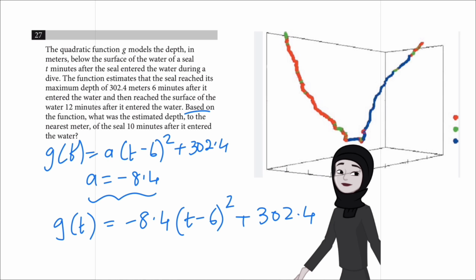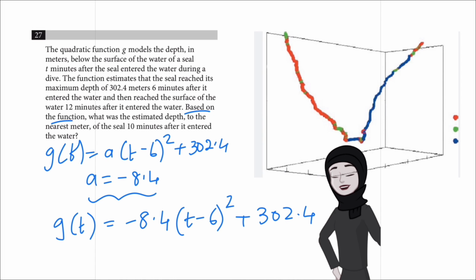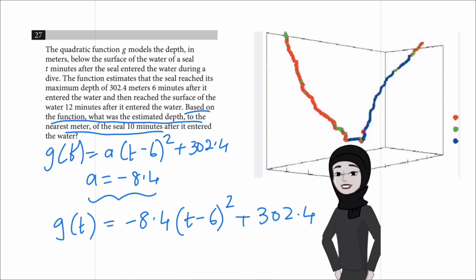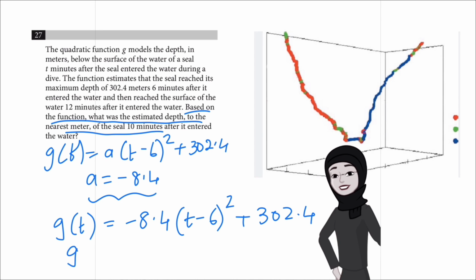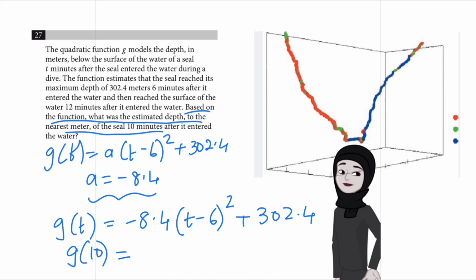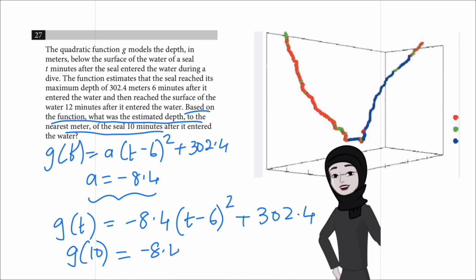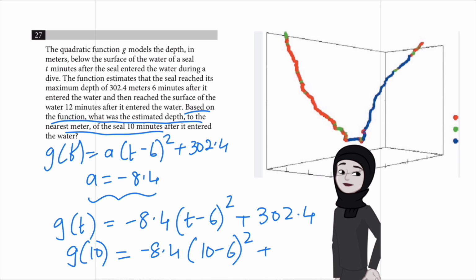Since the question wants us to find, based on the function, the estimated depth to the nearest meter of the seal 10 minutes after it entered the water, that means we have to calculate g of 10. So now we know the complete function relationship, so we can just substitute t as 10 and get the answer. So minus 8.4 times (10 minus 6) squared plus 302.4.